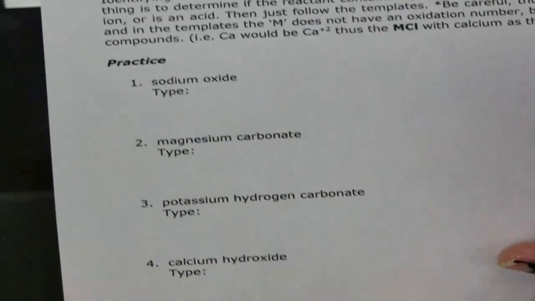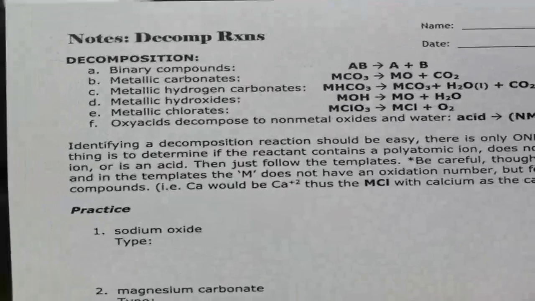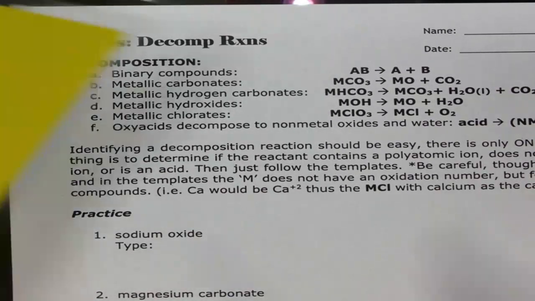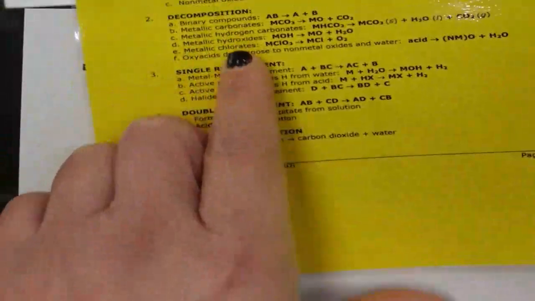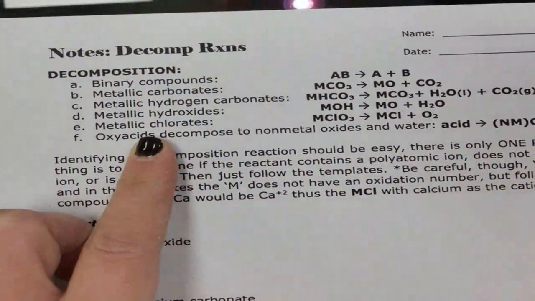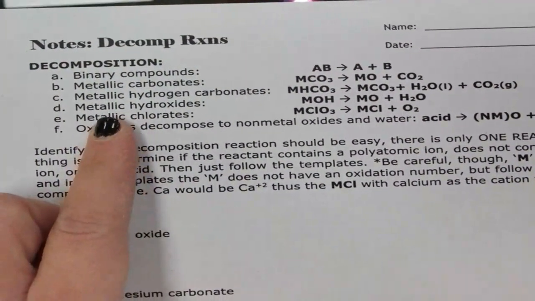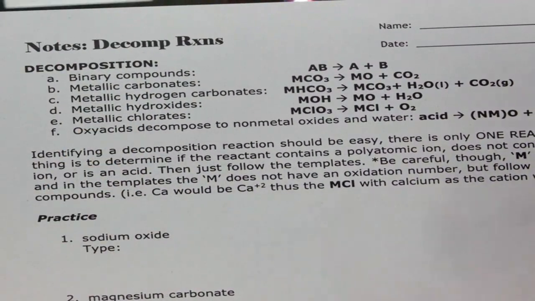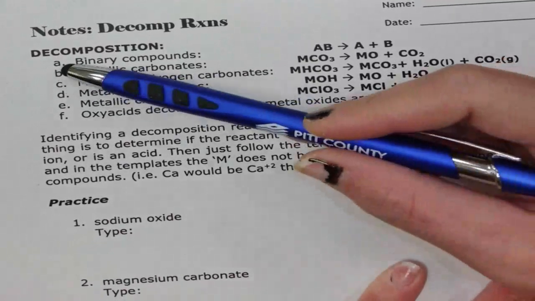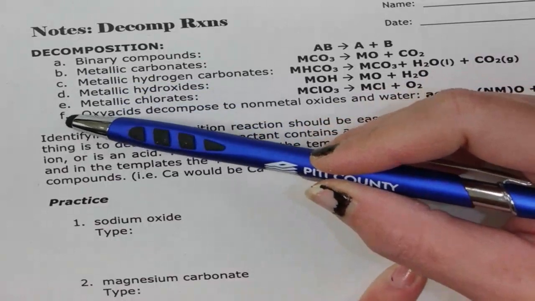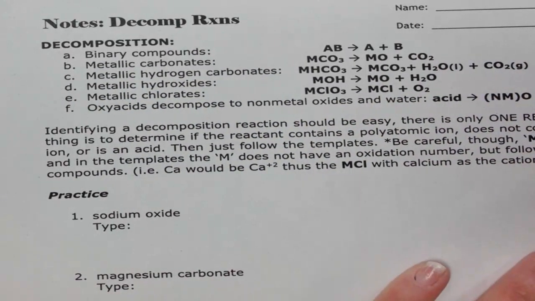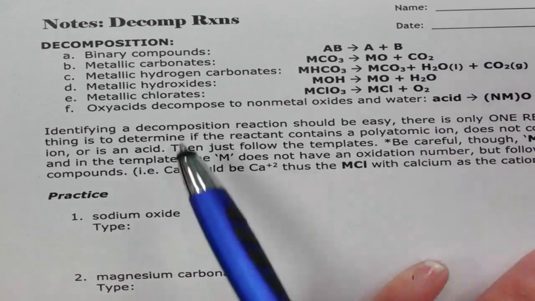Okay, so today's lesson is going to be on decomposition. So we are using our reference tables, the decomposition section, and you can see I have rewritten our reference tables on this particular worksheet. We have 6 different types of decomposition reactions based upon our reference tables.